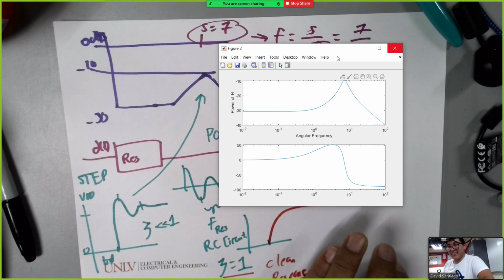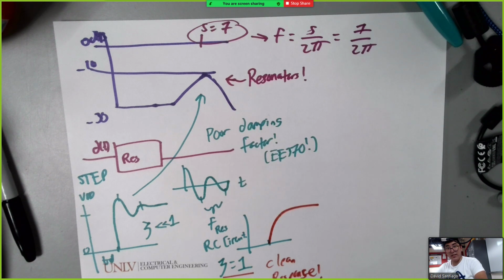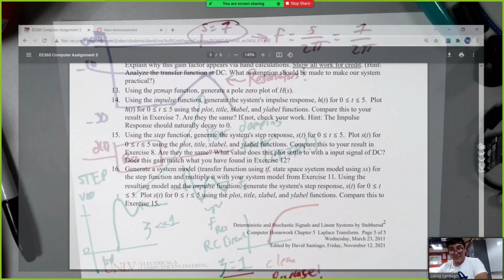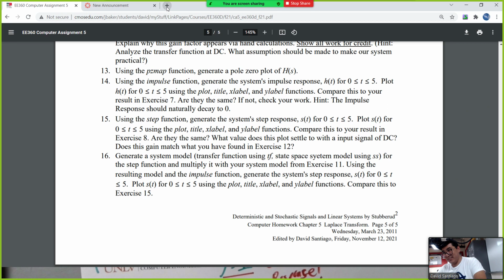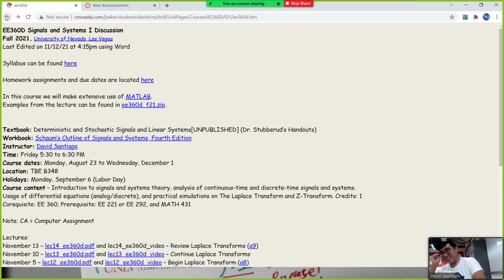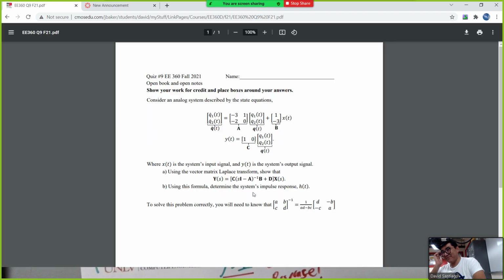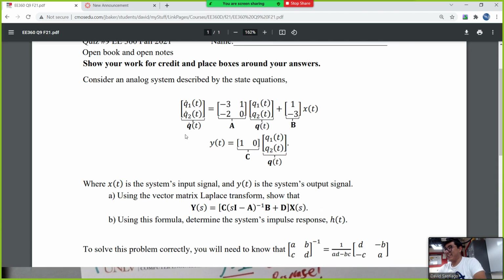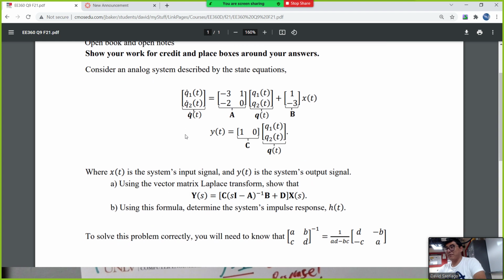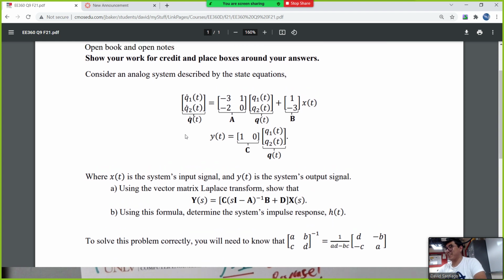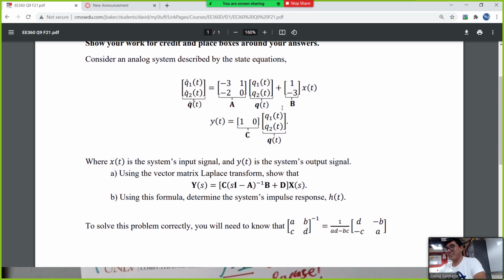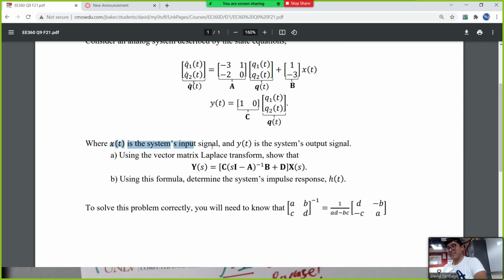All right, let's get to that quiz. I've catered a special little assignment or quiz or exam or whatever you want to call it. So I give you guys the following problem. Consider an analog system described by the state equations. I hand drew these little curvy thingies; it took a little while. Where x of t is the system's input signal, and then you get the output.